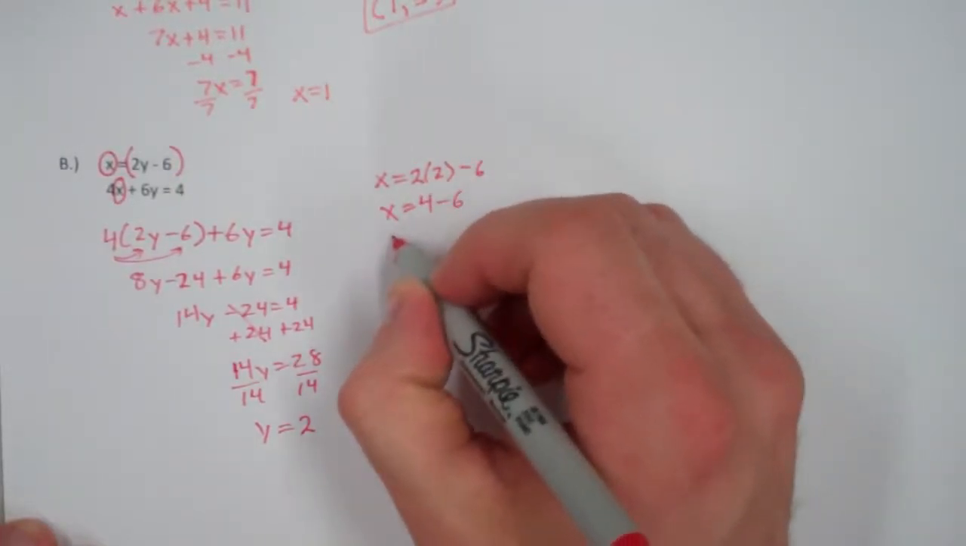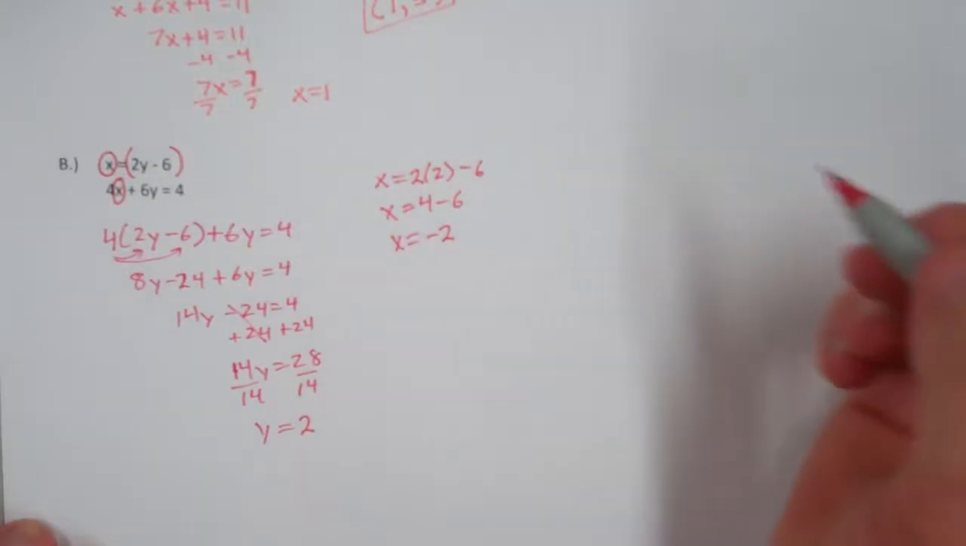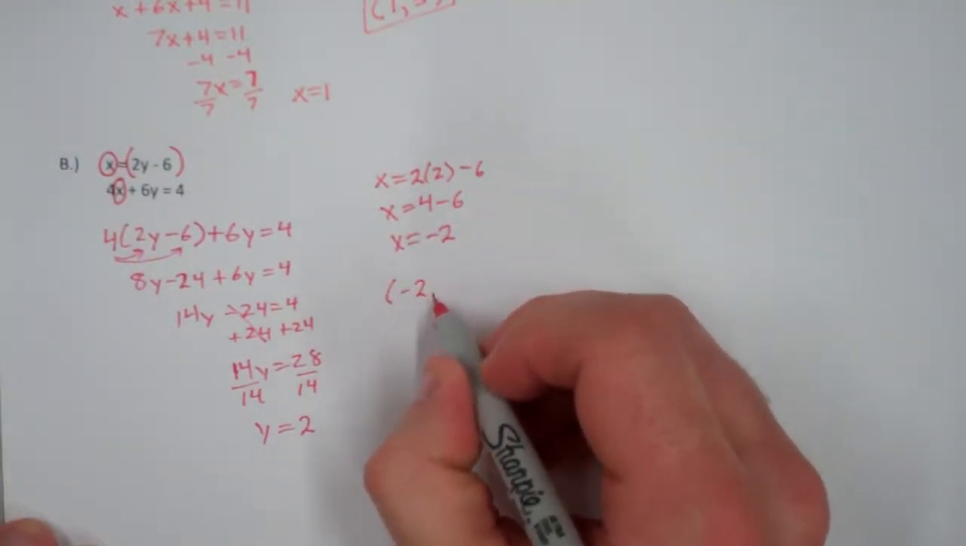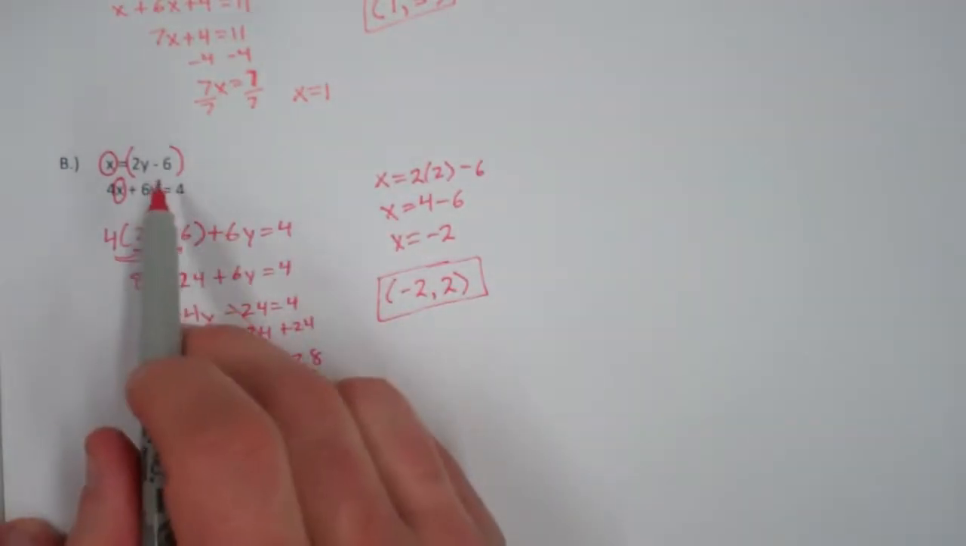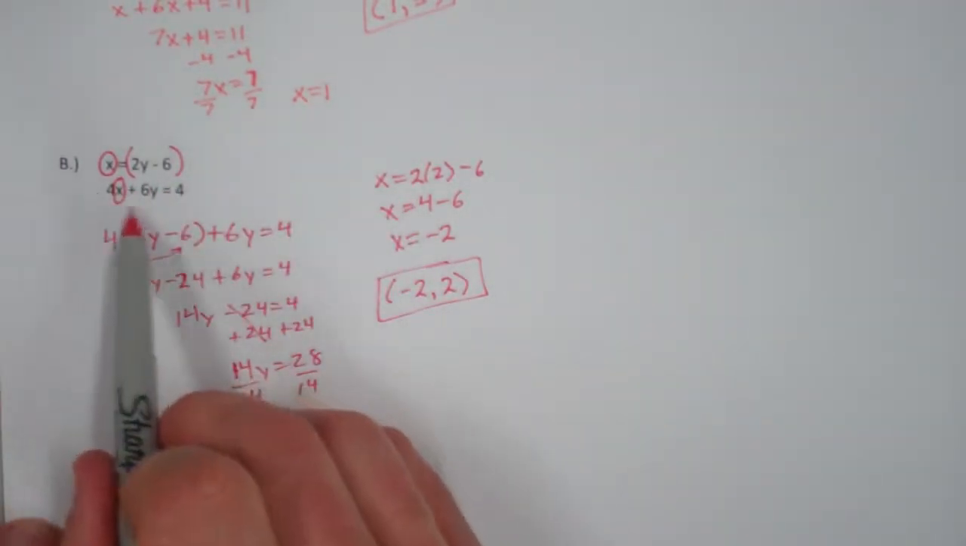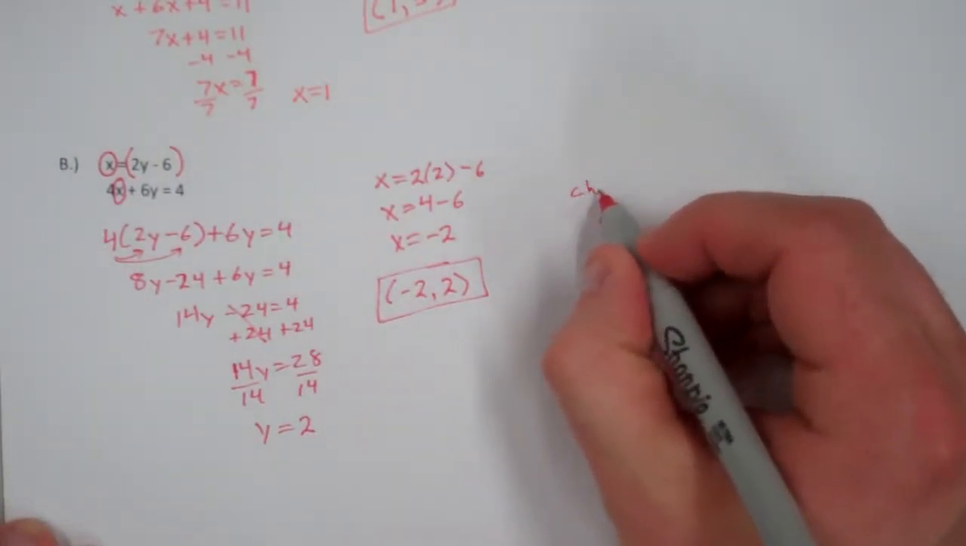X is 4 minus 6, and x is negative 2. So we've got negative 2 as our solution. To check, we're going to use the one we didn't use last, so it's this one. And I always go back to the original.